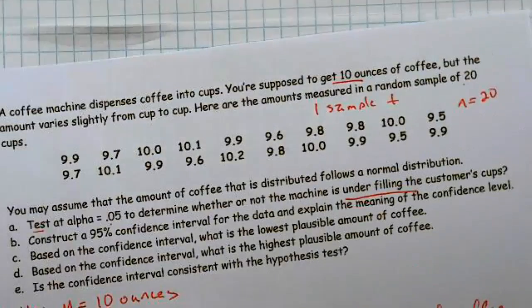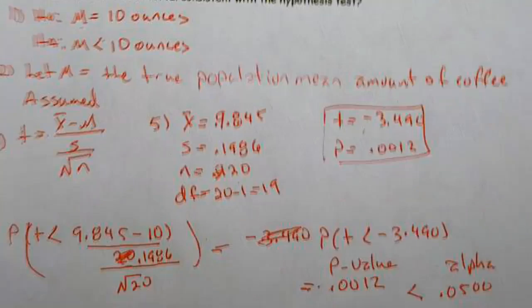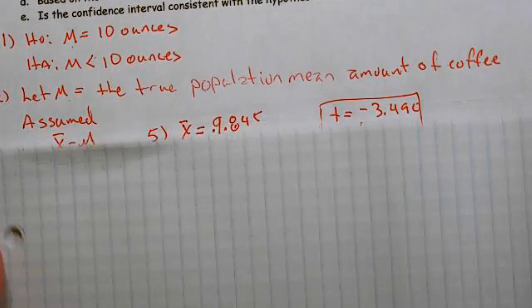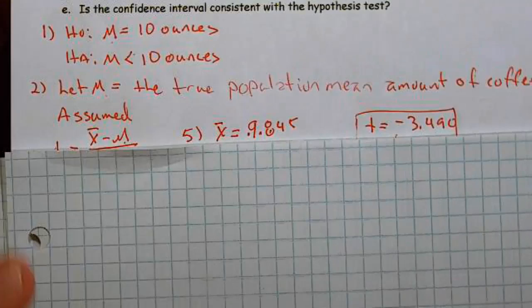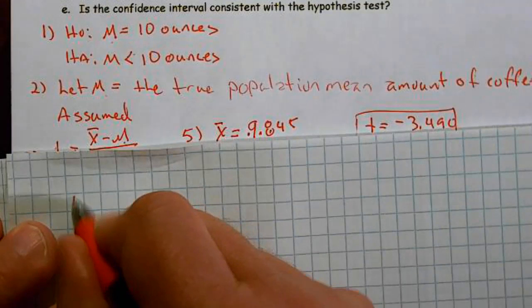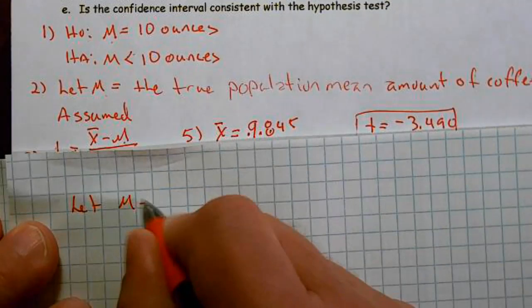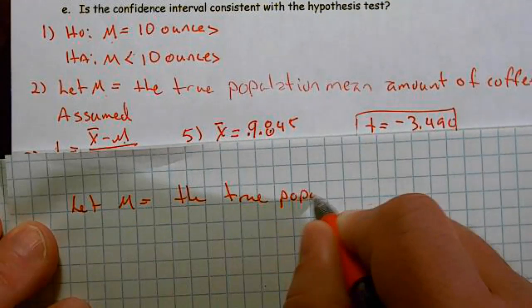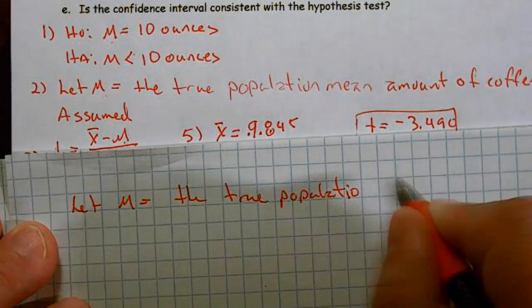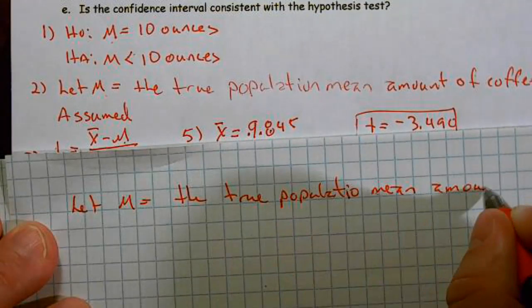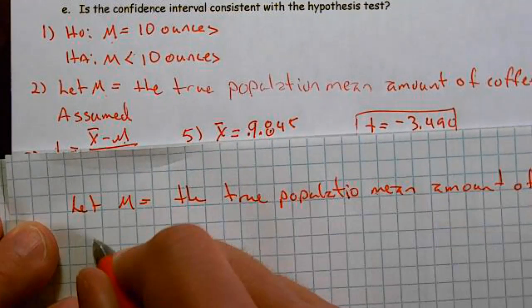Part B says, construct a 95% confidence interval. Okay. So I'm going to start off by rewriting the parameter, which is let mu equal the true population mean amount of coffee.